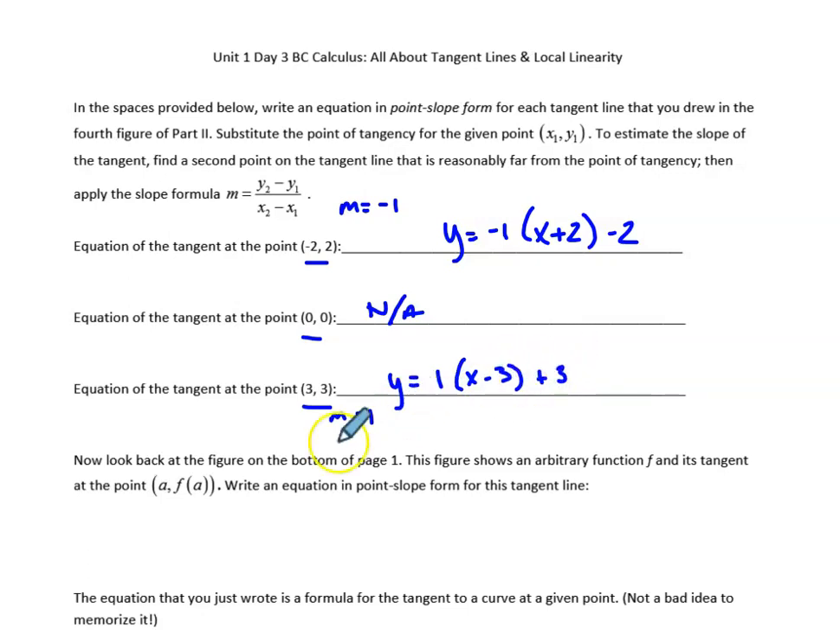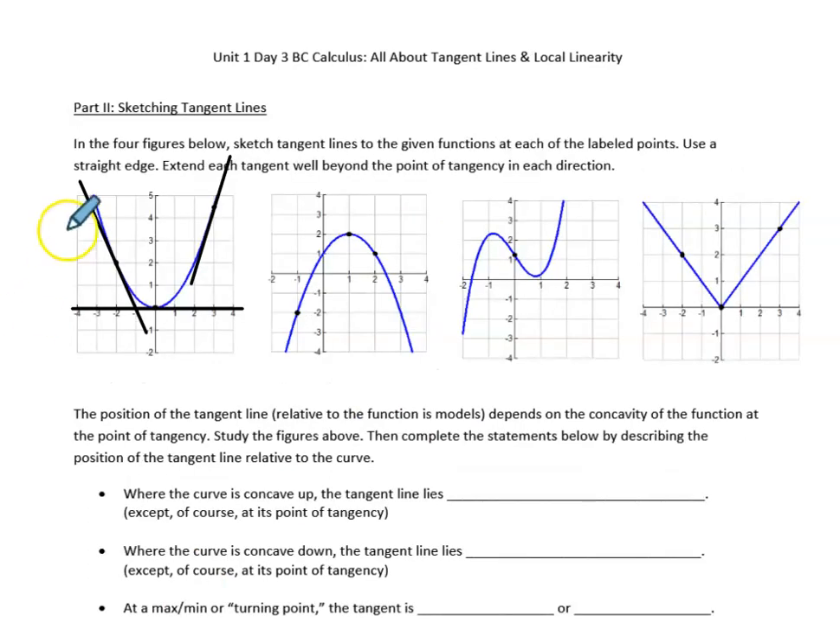If I were to ask you to write a tangent line equation for a different figure that was not linear, here's what I would do, looking specifically at this first figure here. If I wanted to write the equation of the tangent line to the graph at the point negative 2, 2, I would first plug in x minus a negative 2, which is x plus 2, and then plus the y value of 2. And I just need a slope to fit in. What we're going to do is approximate the slope of this line by picking two different points on the line. Let's do that together.